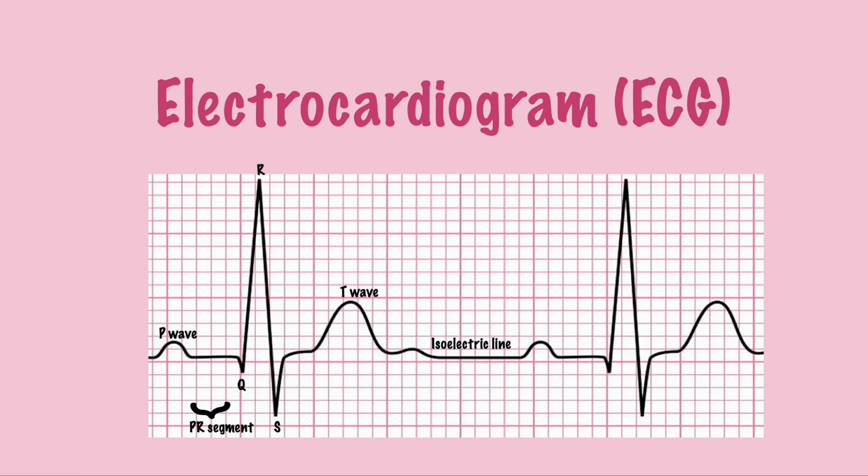If the interval and the amplitude of the waves are in a normal range, then the heart is functioning normally. And if they're not in the normal range, then it means that it is not functioning normally. So, back to our topic of coronary heart disease.